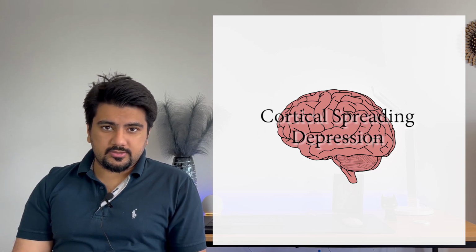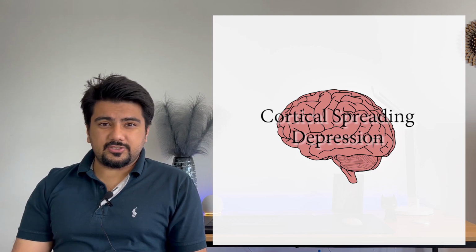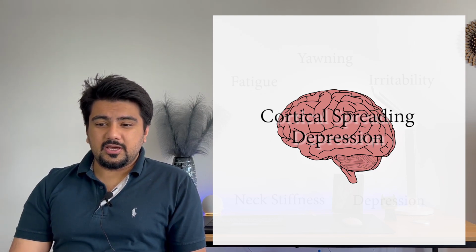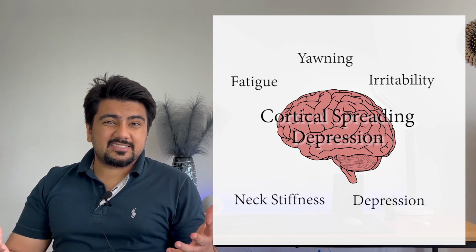Let's talk about the symptomatology now. In 77% of migraine patients, there is going to be a prodrome before a migraine. Now, this prodrome is thought to be caused by the cortical spreading depression we talked about earlier. And these symptoms can last anywhere between 24 to 72 hours. The symptoms are going to be yawning, depression, fatigue, irritability, and neck stiffness.